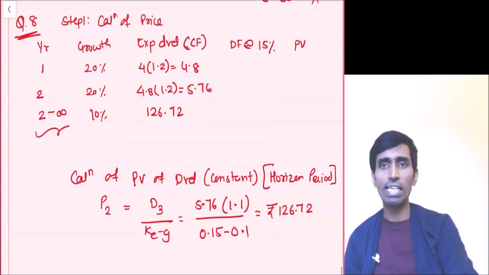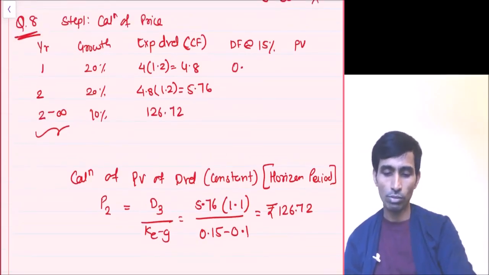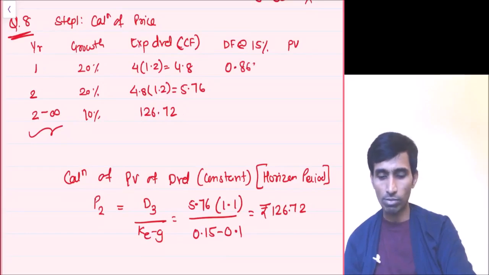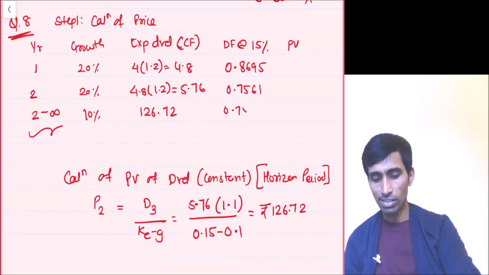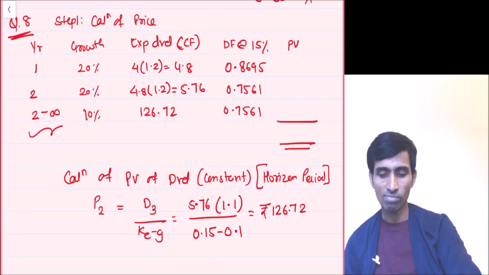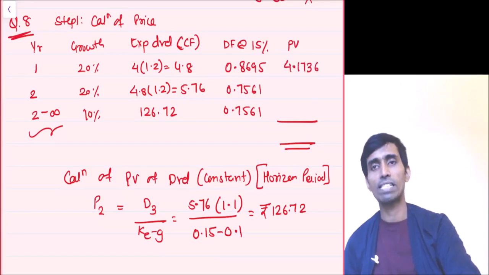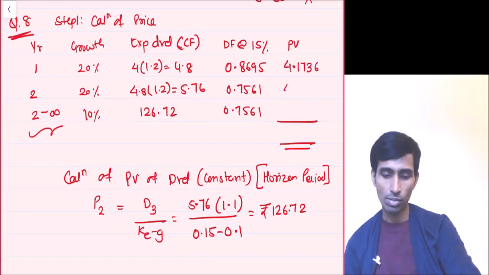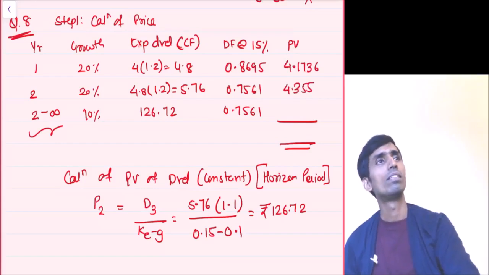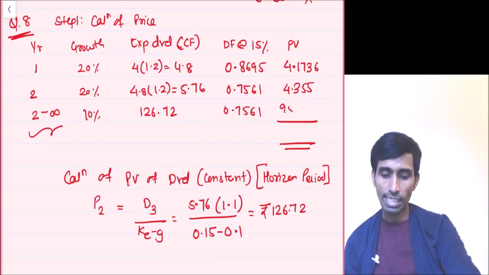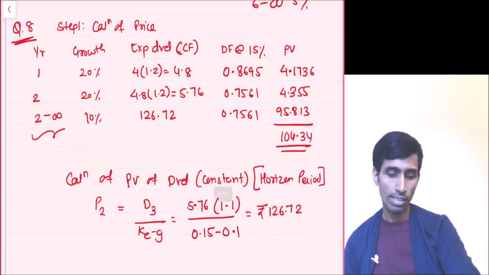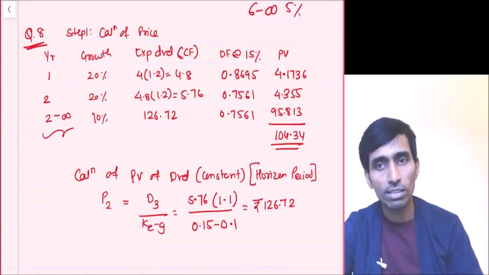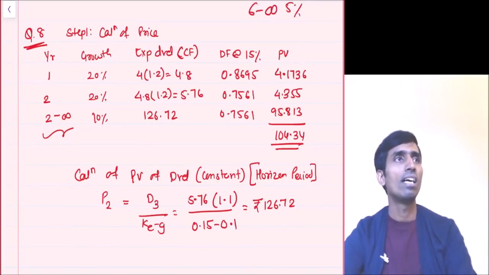Then you apply the discount factor at 15%: 0.8695, and 1 divided by 1.15 squared gives 0.7561. Remember, both are at the same time. Then you calculate the present value: 4.8 into 0.8695 is 4.1736, then 4.355, and then 95.813. Check, the total should be 104.34. Please copy this. This is how you will value. The intrinsic value of the share is 104.34.